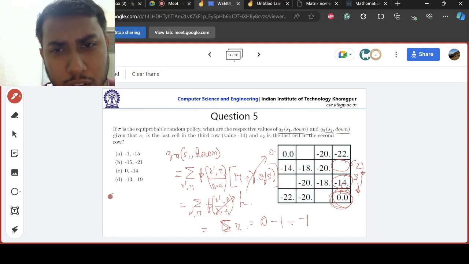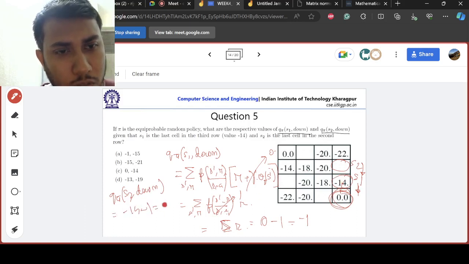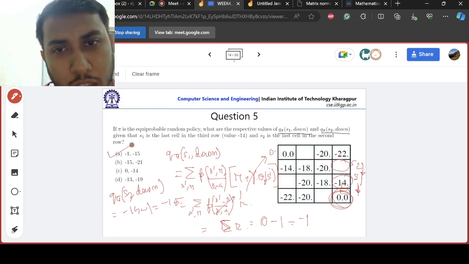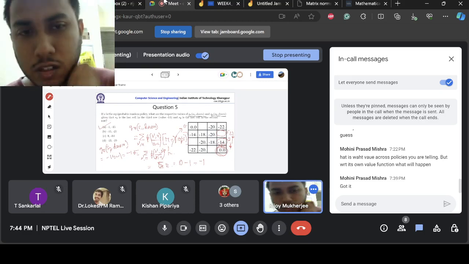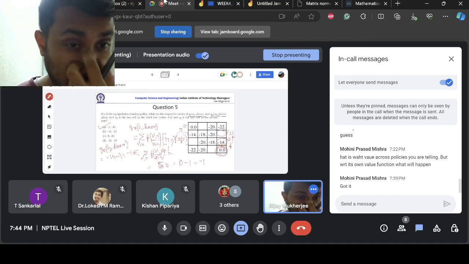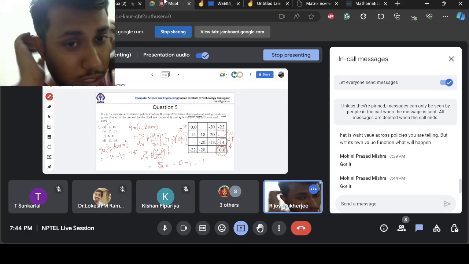Okay, so similarly q pi is 2 comma down, so it's coming from here to here, will be basically minus 14 minus 1, that is minus 15, right? So the correct answer is option A, minus 1 minus 15, right? So any doubt regarding this? So basically you need to calculate the movements from, yeah.